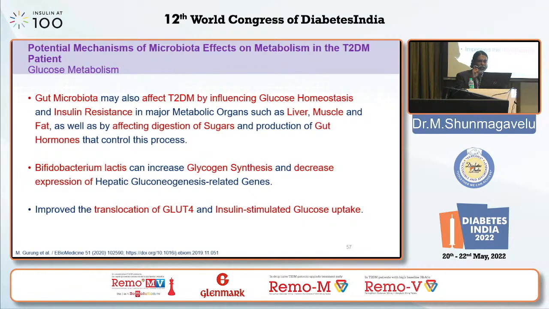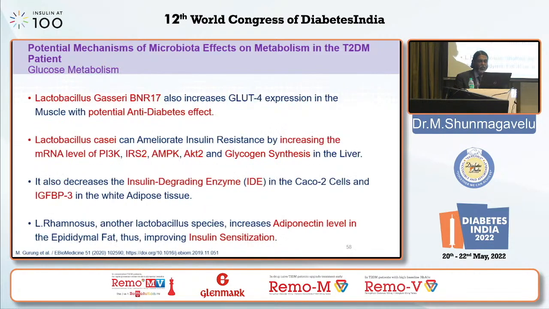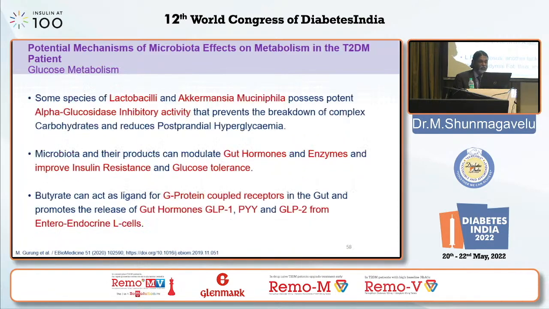It also affects type 2 by influencing glucose metabolism. Very importantly, Bifidobacterium can increase glycogen synthesis. It can also improve the translocation of glucose transporter 4 as well as insulin-stimulated glucose uptake. It has a potential anti-diabetic effect and also upregulates the genes often associated with the various intracellular insulin signaling cascade proteins and transcription factors. It also decreases the insulin degrading enzyme and increases adiponectin levels when Lactobacillus are given.